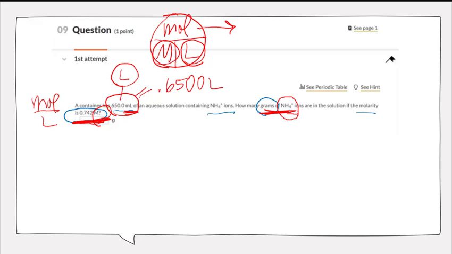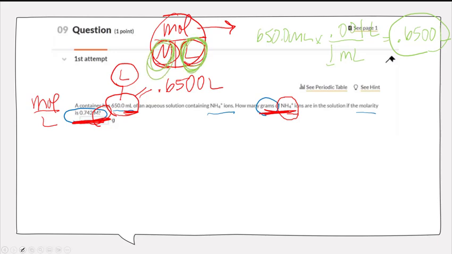To convert from milliliters to liters, let's just do that real quick for everybody that's a little bit rusty. 650.0 milliliters. Remember, we put a 1 next to the prefix. 1 milliliter is 0.001 liters. So that would give me 0.6500 liters. Okay, so that's our volume. That's this part, the liters.